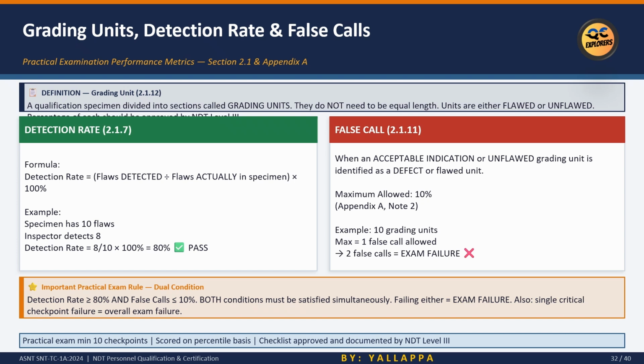Now let us understand practical examination performance metrics. Detection rate equals detected flaws divided by actual flaws multiplied by 100. And false calls occur when acceptable areas are incorrectly identified as defects. Remember the dual condition rule? Detection rate must be minimum 80%, and false calls must be maximum 10%. Both conditions must be satisfied simultaneously. Failure of either condition means examination failure.